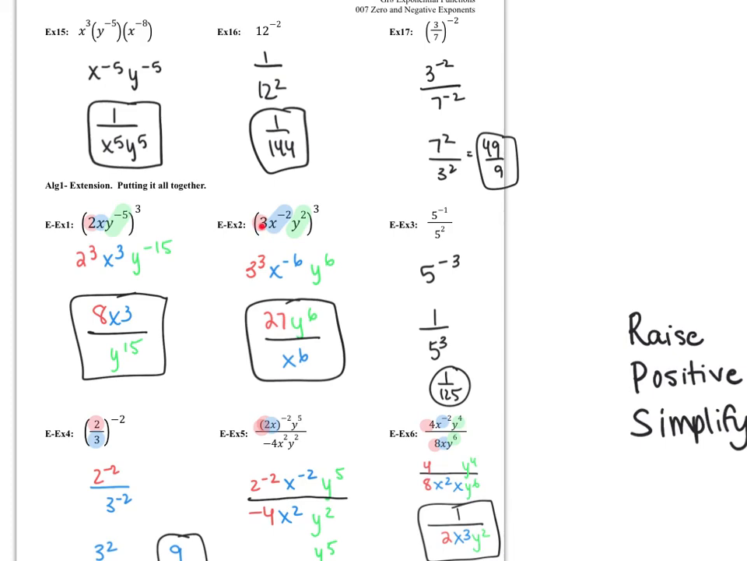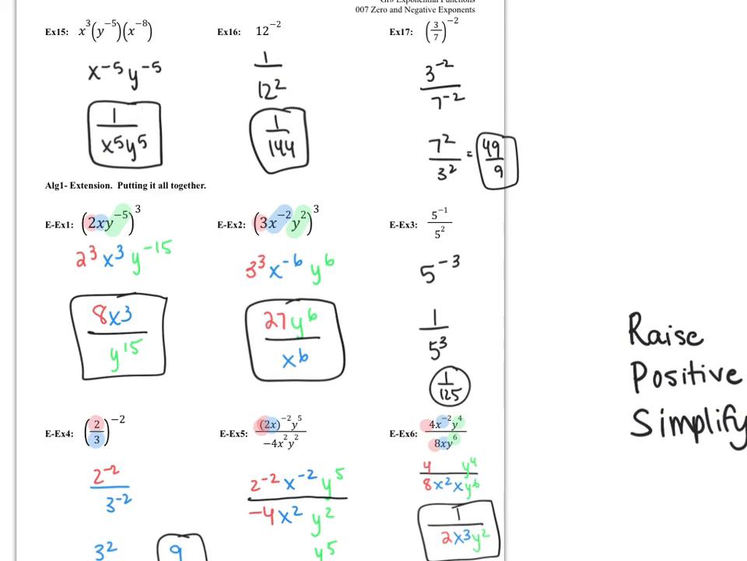On example 2, there are 3 items inside the parentheses, all of which are receiving the 3rd power. So 3 to the 3rd power, x to the negative 2 to the 3rd power, so I get to multiply their exponents to get negative 6, and y to the 2nd to the 3rd power to get y to the 6th. Of my 3 items, the one that's going to get bumped down is x, making its exponent become positive, and then 3 to the 3rd, remember, means to do 3 times itself 3 times. So 27y to the 6th over x to the 6th.